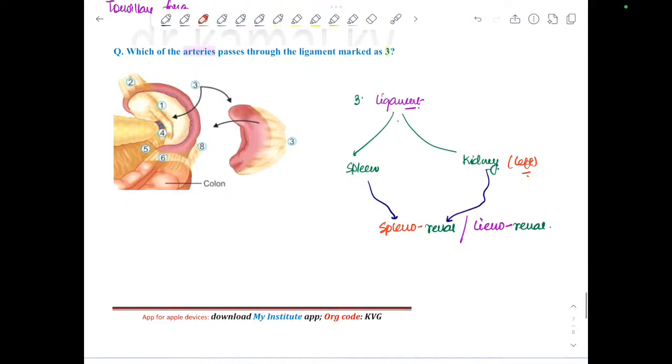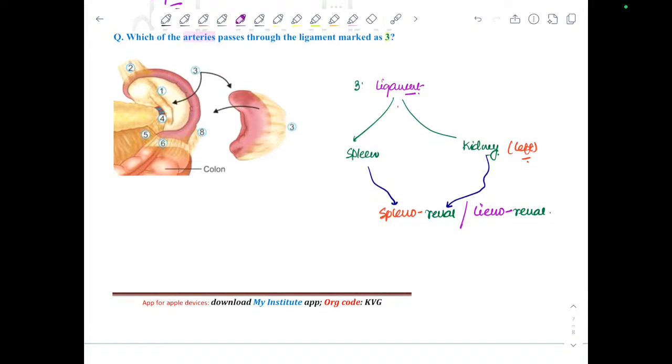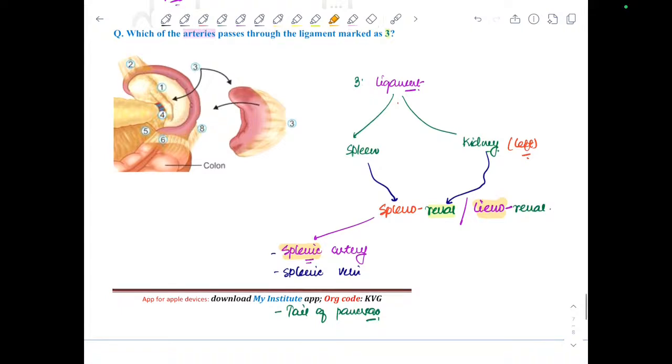Now the question is, what artery or what vessels pass through this ligament? This ligament gives way to the splenic artery, right? So what passes through this? Splenic artery, and also apart from this artery, it contains the splenic vein and tail of pancreas. So it contains the tail of pancreas, splenic vein, and splenic artery, and this ligament is splenorenal or lienorenal. Clear? So this is number 3.